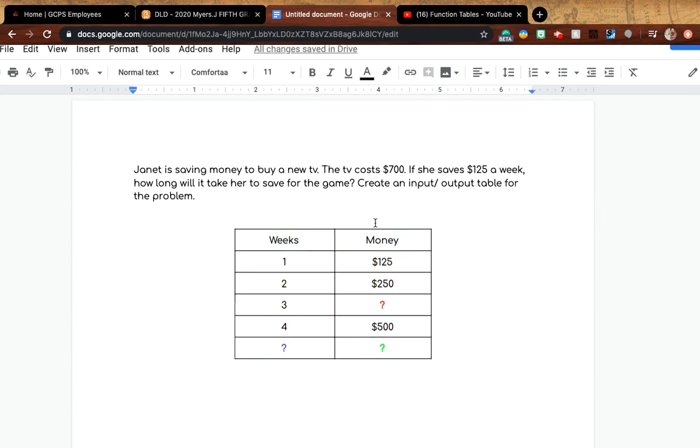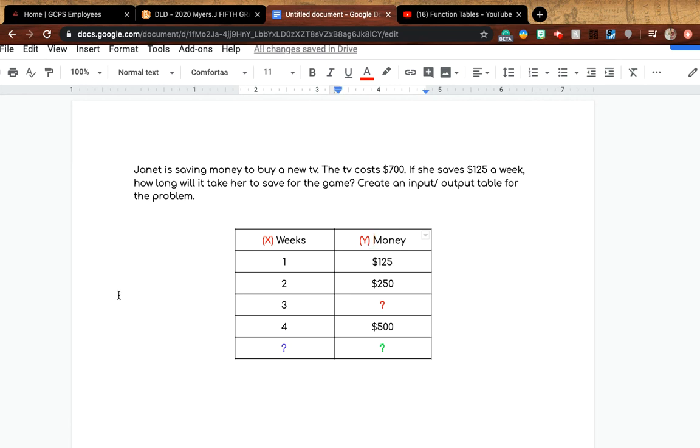And then we also have information that's going to come out of the input-output table, and that's the information on the right. One other thing to remember, and this is really important, especially when we're looking at the connection to coordinate planes, is that anything on the left, those are our x values, and anything on the right, those are our y values. So let's look at this problem right here.